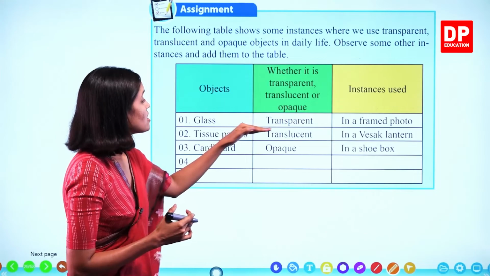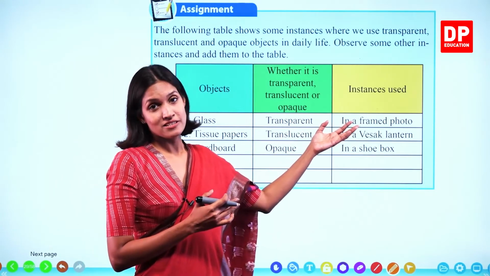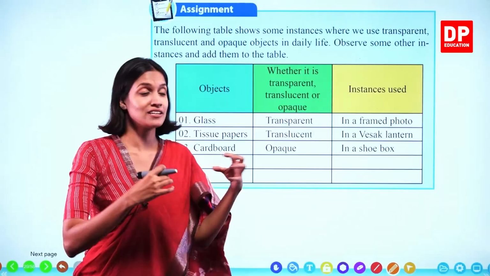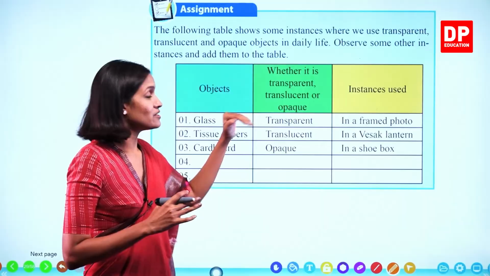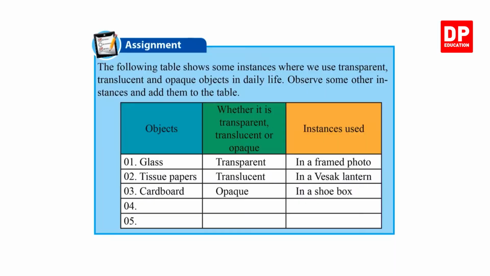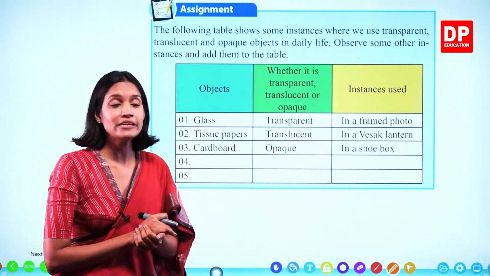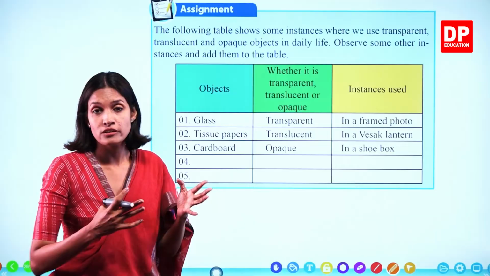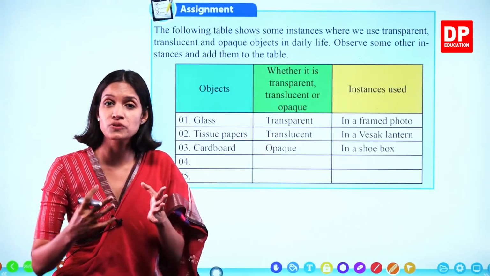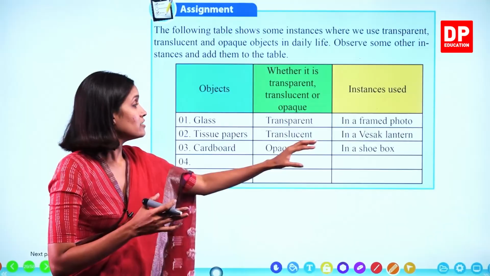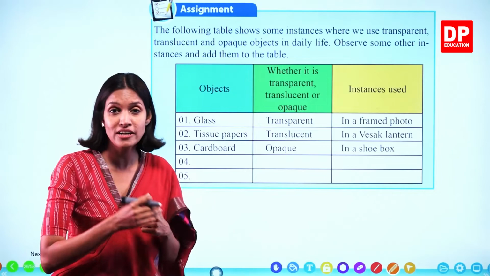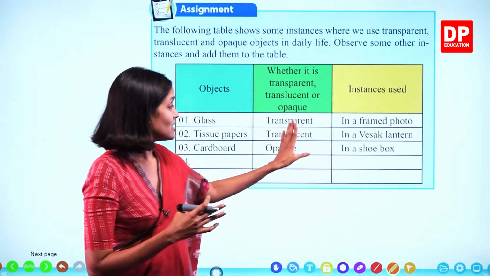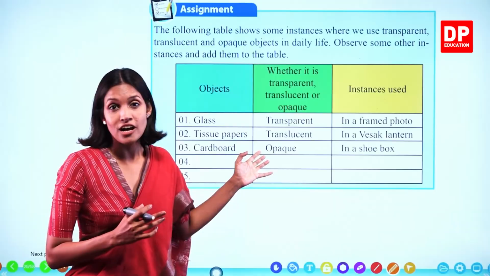Tissue papers are translucent, right? Used in Vesak lanterns. You will have seen that in Vesak lanterns, you can see the light beautifully. That is when it is covered with tissue papers, right? So the third one, cardboard is opaque, used in a shoebox. To cover the shoes properly, because when the shoes are in the stores, they have to be kept for a long time. Light should not enter, because some shoes are made of leather, right? So we have to protect them. In that case, they are protected inside a cardboard box.